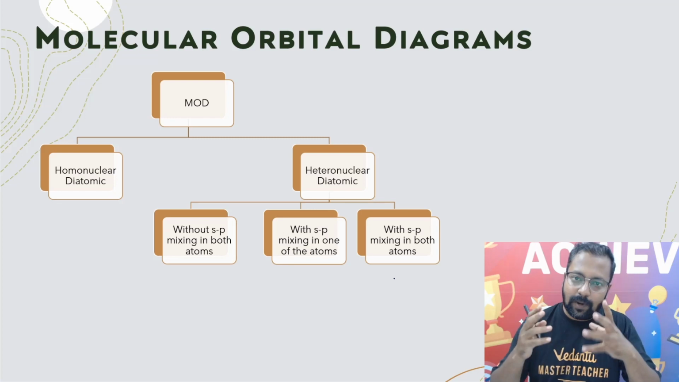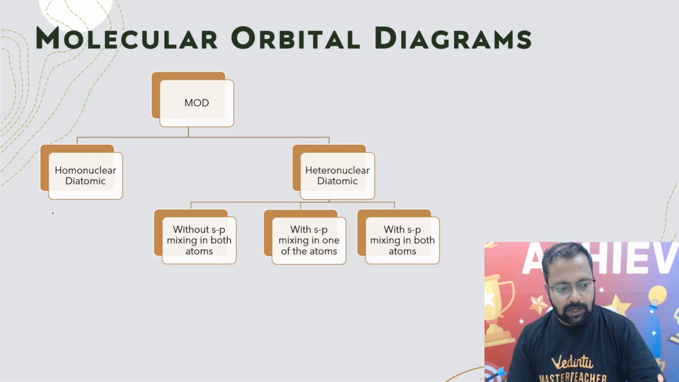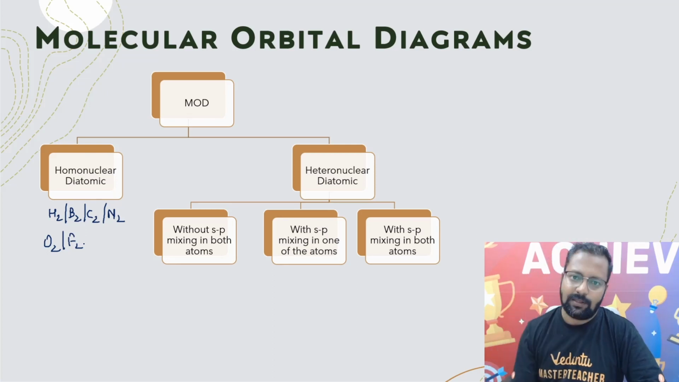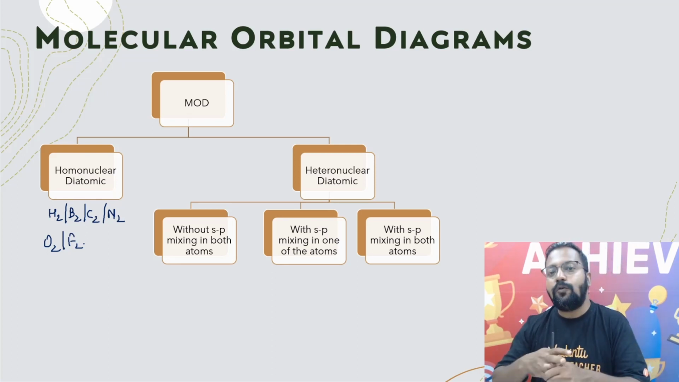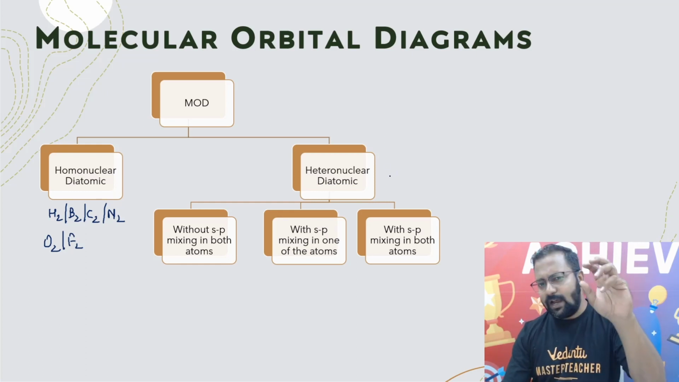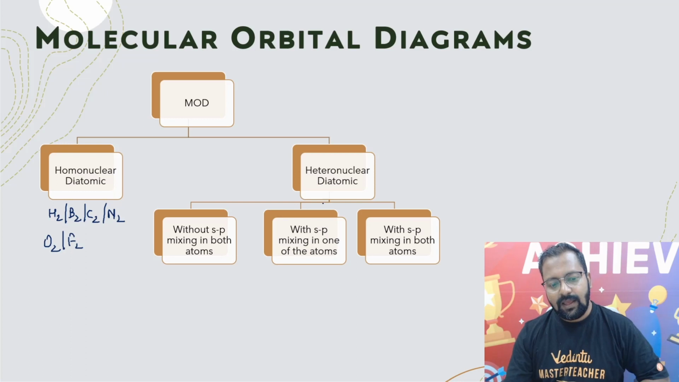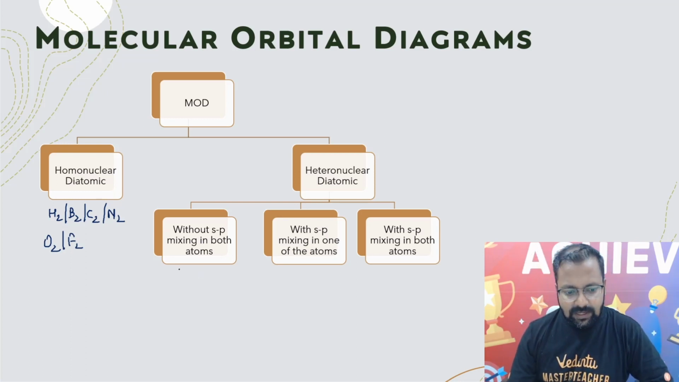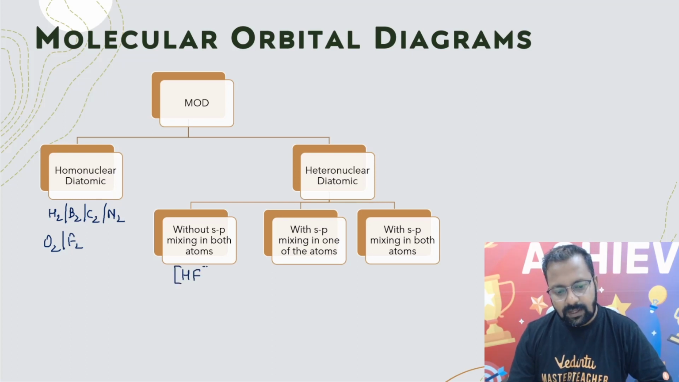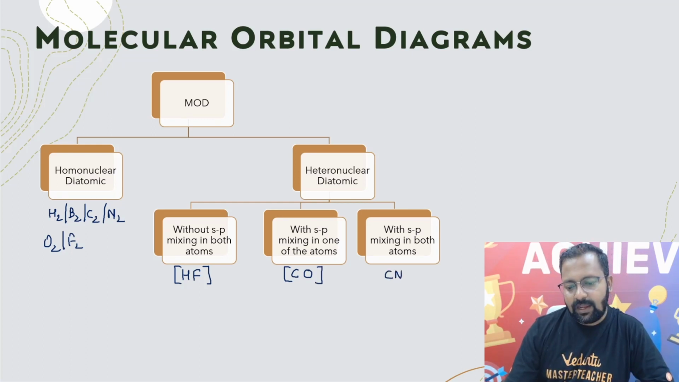तो molecular orbital diagram हम लोग जो बनाते हैं, ये हम लोग दो तरह के molecules के लिए बनाते हैं. ये एक तो बनाया जाता है होमोन्यूक्लियर डायटोमिक मॉलिक्यूल, जैसे कि H2, B2, C2, N2, O2, F2, इन सब के लिए बना दिया गया. And then we make it for heteronuclear diatomic molecule. Now heteronuclear diatomic molecule में दोनों atoms different होंगे. Okay, चार्ज हो सकता है प्रेजेंट हो, नहीं भी प्रेजेंट हो सकता है, but there are 3 subsections. One is without sp mixing in both. इसका एग्जाम्पल मैं ले लेता हूं HF. With sp mixing in one of the atoms, that is CO. ये काफी important. With sp mixing in both the atoms, that is CN minus.